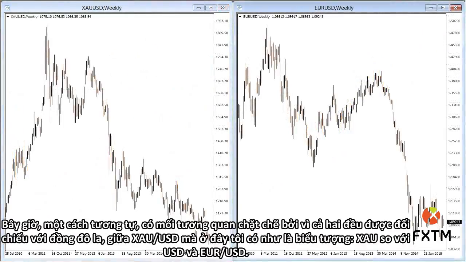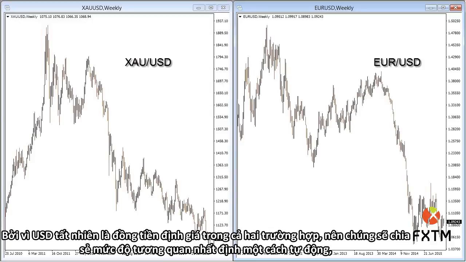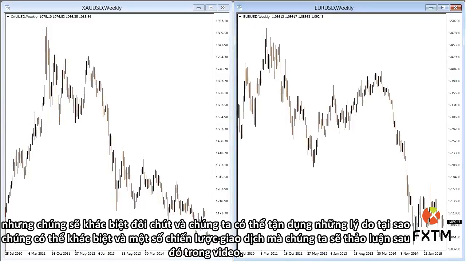Similarly, there is a tight correlation, because they're both contrasted with the dollar, between gold to the dollar, which here I have as the symbol XAU to the US dollar, and the euro to the US dollar. Because the US dollar is the quote in both cases, they are going to share a certain amount of correlation automatically, but they will differ a little bit, and we can take advantage of the reasons why they may differ in some trading strategies that we're going to discuss later in the video.